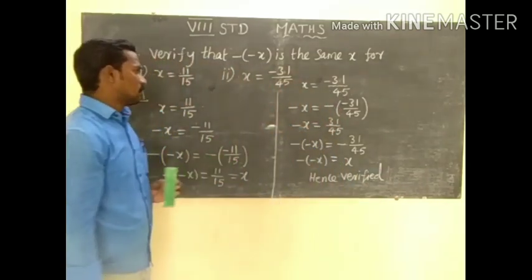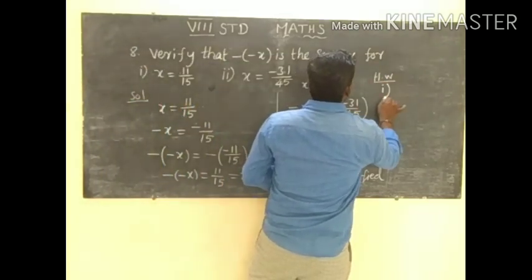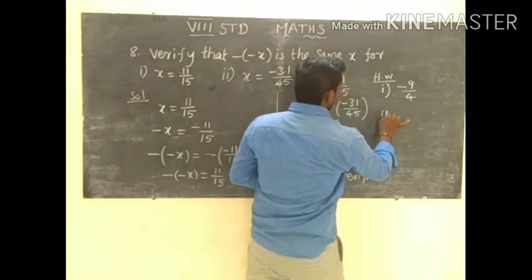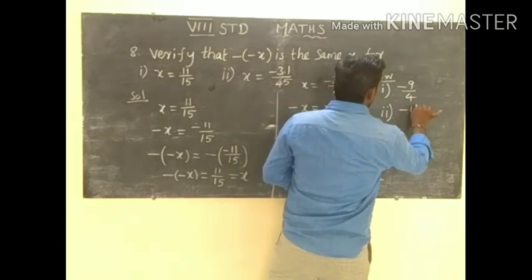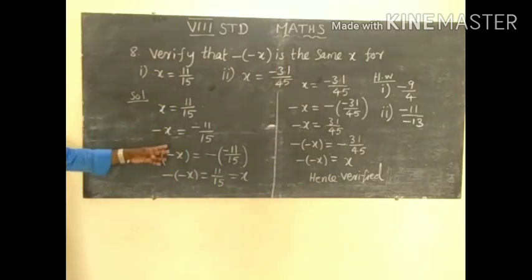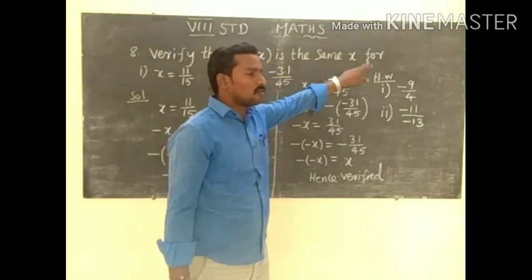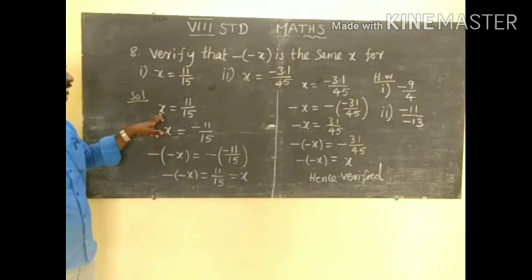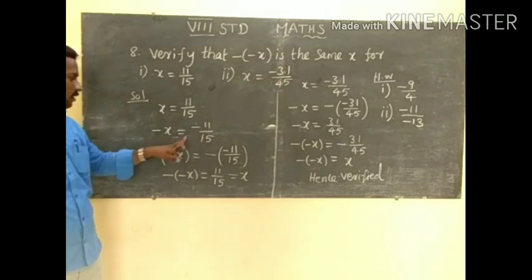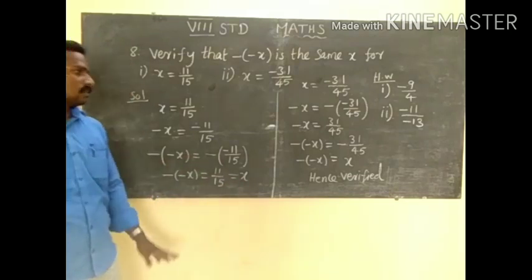Hence verify both the sums. Here I am giving examples. First question, minus 9 by 4. Then the second question, minus 11 by minus 30. Have you understood this verification? The question is to verify that minus of minus x is the same as x for the given question. First take and write the given x. First multiply by minus to get this value. Then once again multiplying by minus 1, we get the answer x. Okay, that's all for the question.